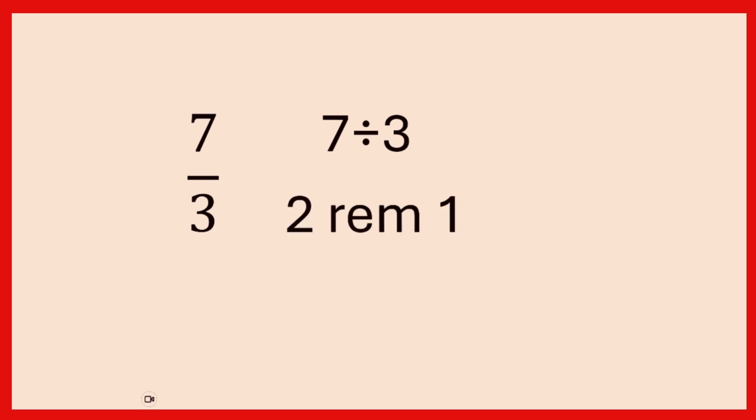Let's look at another example: 7 over 3. This is going to be 7 divided by 3. Like I said, this fraction line means division, and 7 divided by 3 gives you 2 remainder 1. This 2 whole will be written first, and then the remainder over the denominator. That will be 1 over 3. I'm sure this is clear to you.